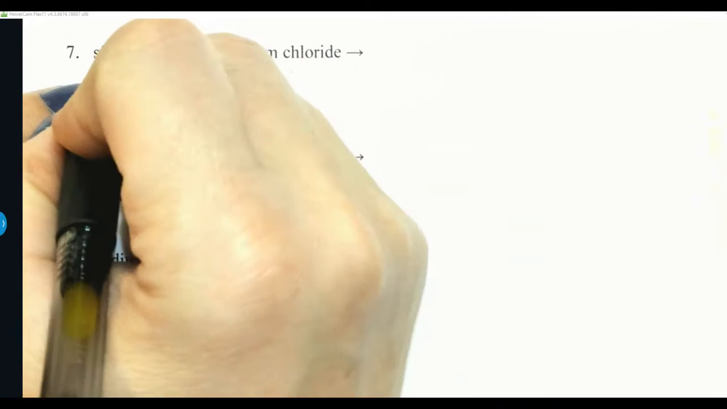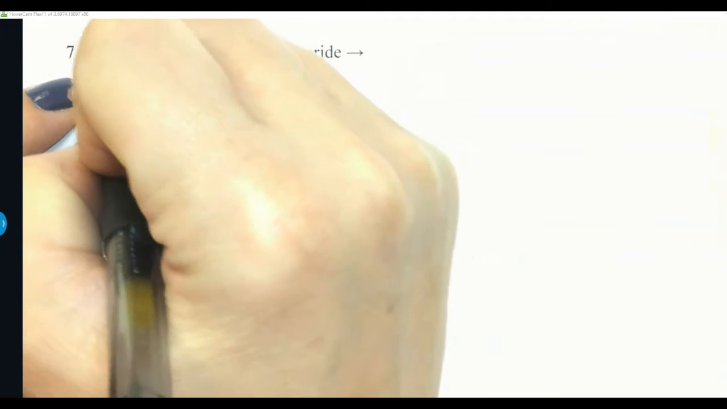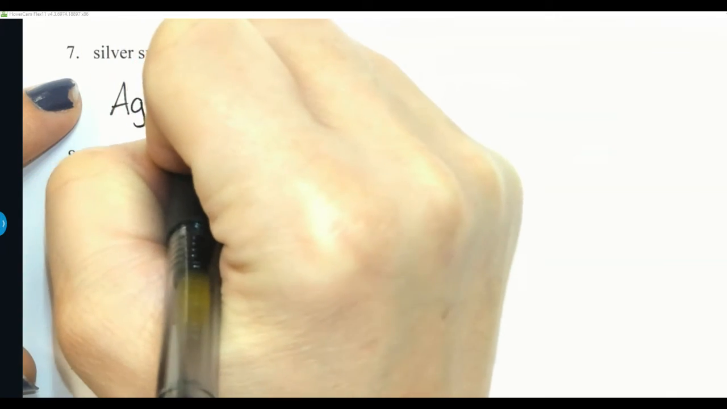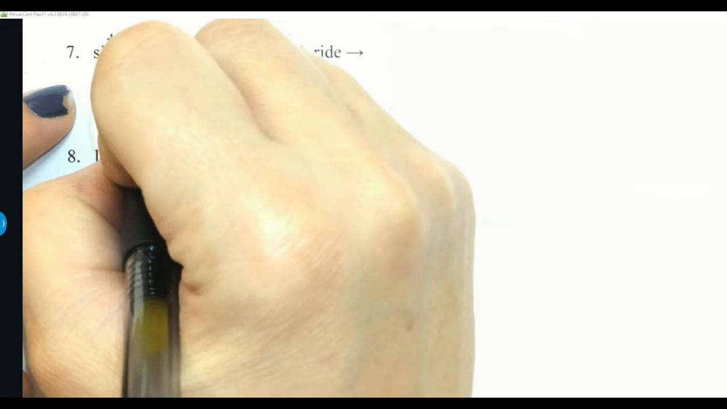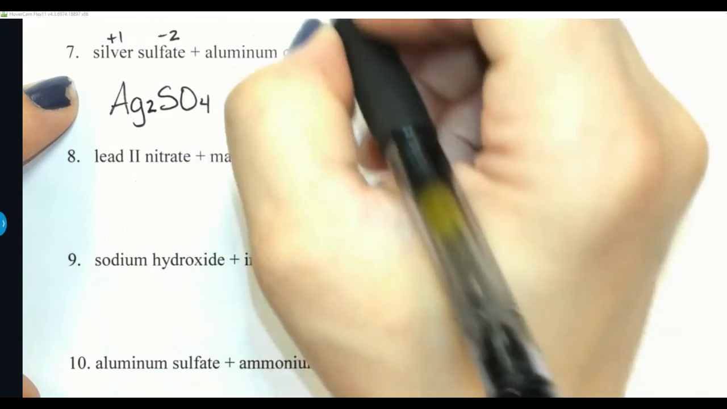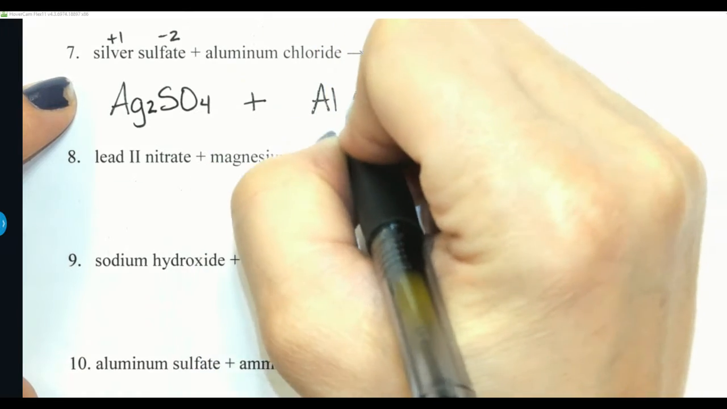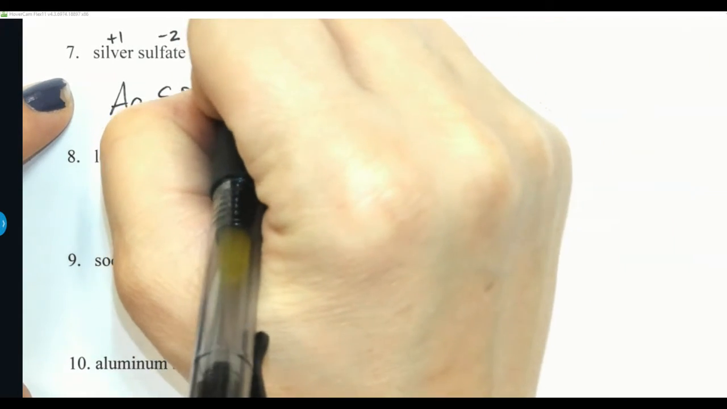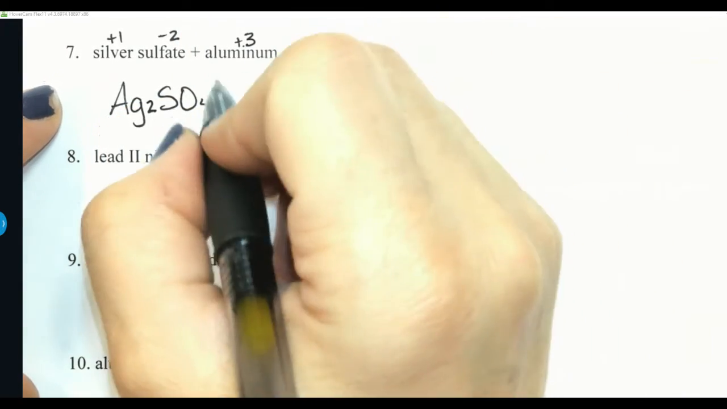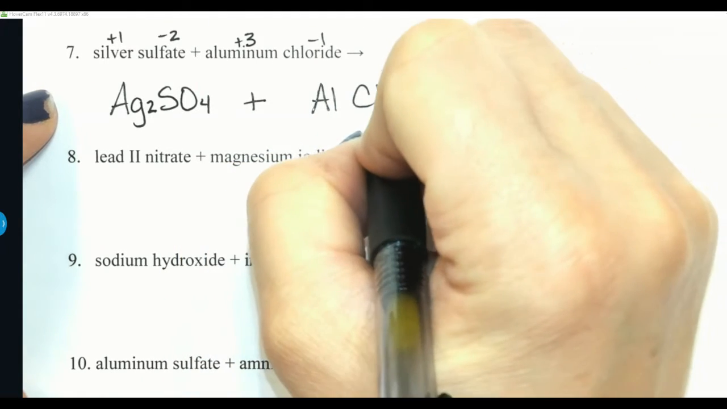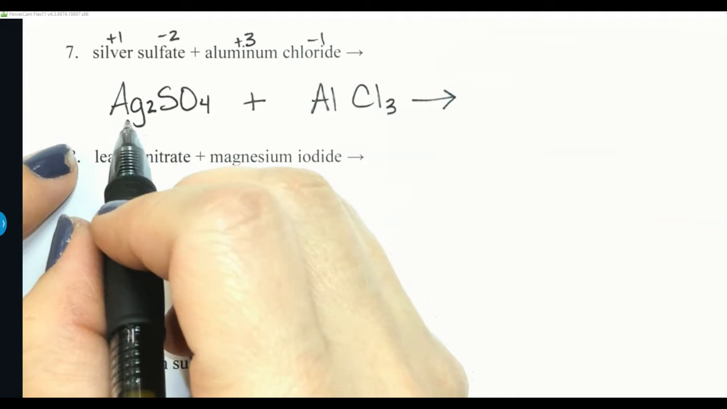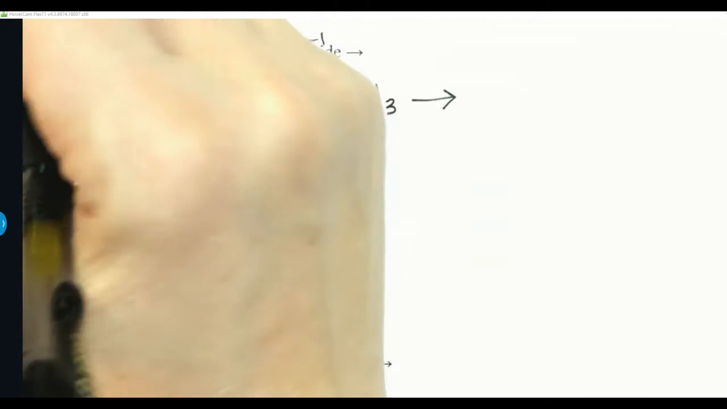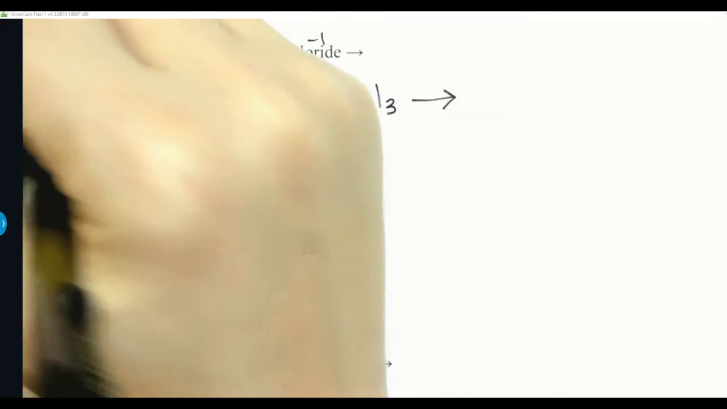So this time we have silver sulfate. Silver is Ag, sulfate is SO4. Silver has a charge of +1, sulfate is -2. Crisscross means I need a 2 here. Plus aluminum chloride. Aluminum's +3, chloride is -1. We'll crisscross those, and so this will get a 3. And this is a compound plus a compound, which makes it a double replacement.